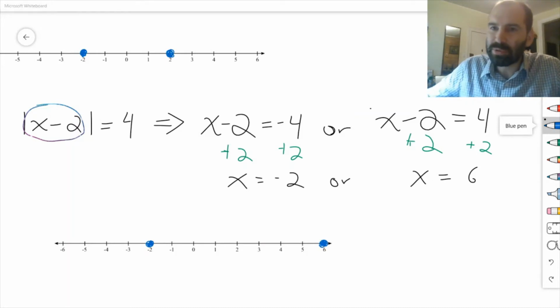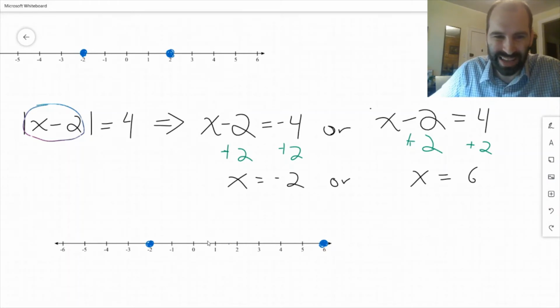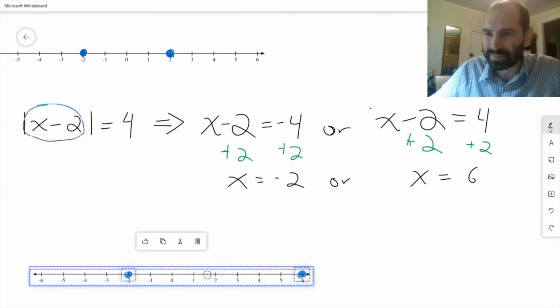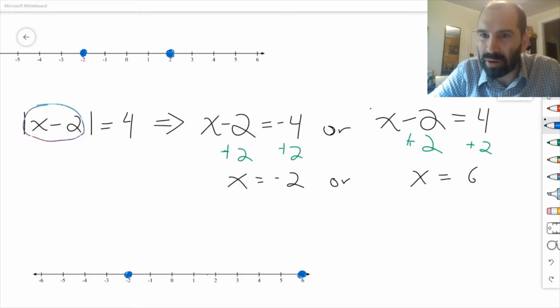Now I want to make an observation here. Let me scoot this down a little bit. Look at what we got. We got 2 numbers, and they are both equally distant from what number? Think about that. Pause the video. What number are those 2 things that I marked equidistant from?